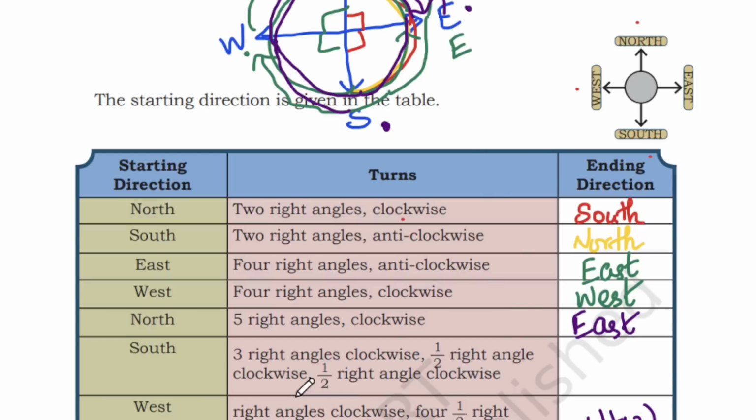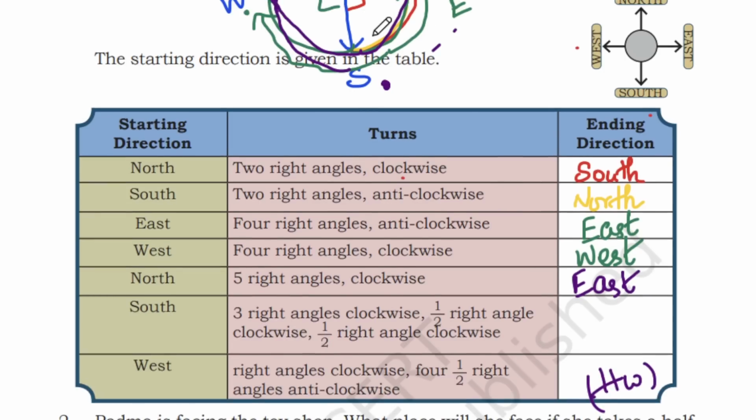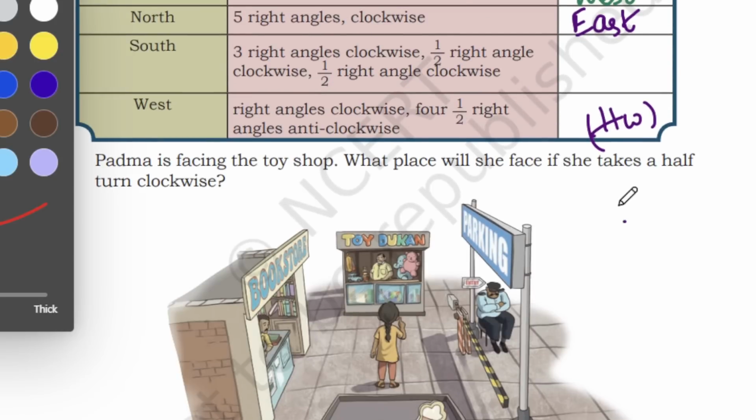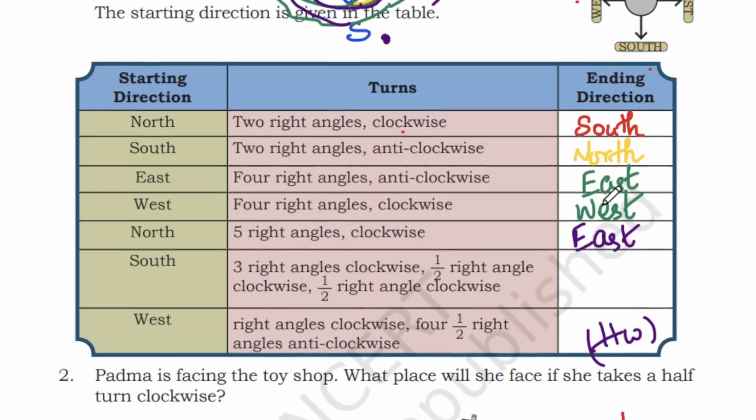Next, half right angle in clockwise. So half right angle clockwise. One minute, students, I'll draw it again. This is a little messy. We will do one new line in red color.